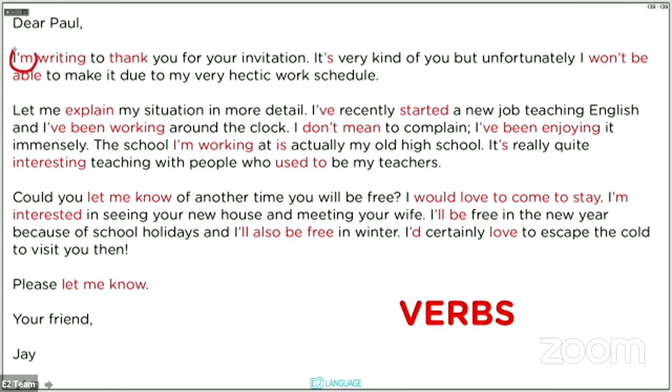First of all, we have a contraction. I am, I'm writing. Simple present. It is a contraction, but also the simple present. I won't be. Ooh, we've got a negative simple present here. Explain, simple present, fine. I have started. Oh, what have we got here? We've got a present perfect verb. What about I've been working? Whoa, we've got a present perfect continuous verb. I do not mean to complain. We've got a negative, I won't keep writing, but we've got a negative simple present. I have been enjoying. Again, a present perfect continuous.